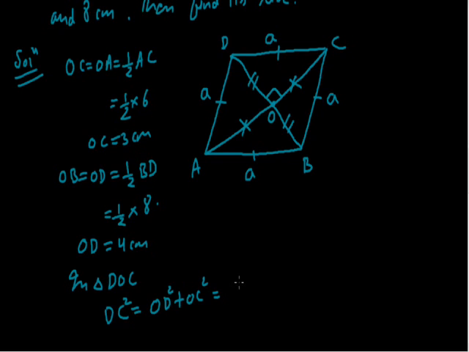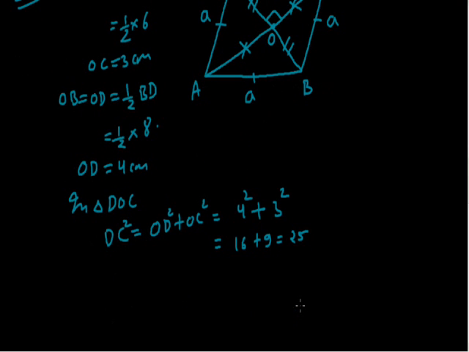OD we have given, that is 4. OC, that is 3. So 4 square 16, 3 square 9, 16 plus 9, that is 25. So DC square is equals to 25. So it means DC is equals to under root of 25, which is equals to 5.